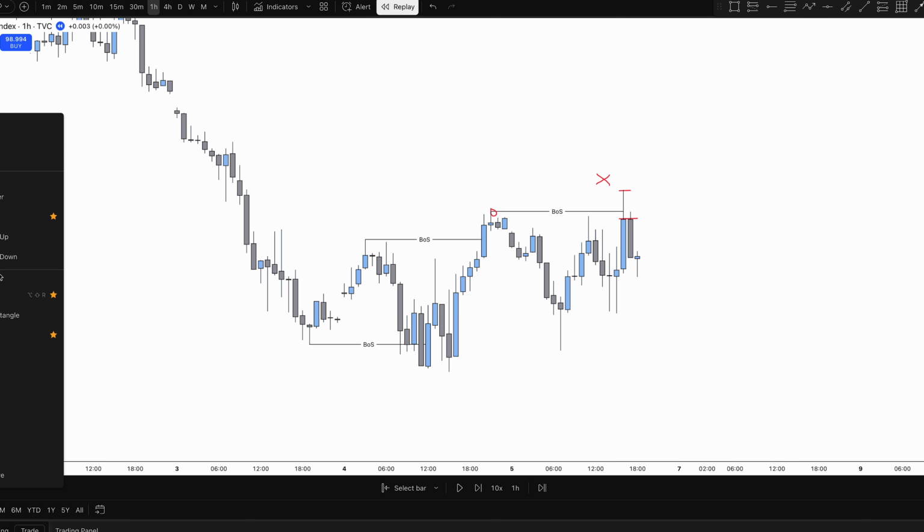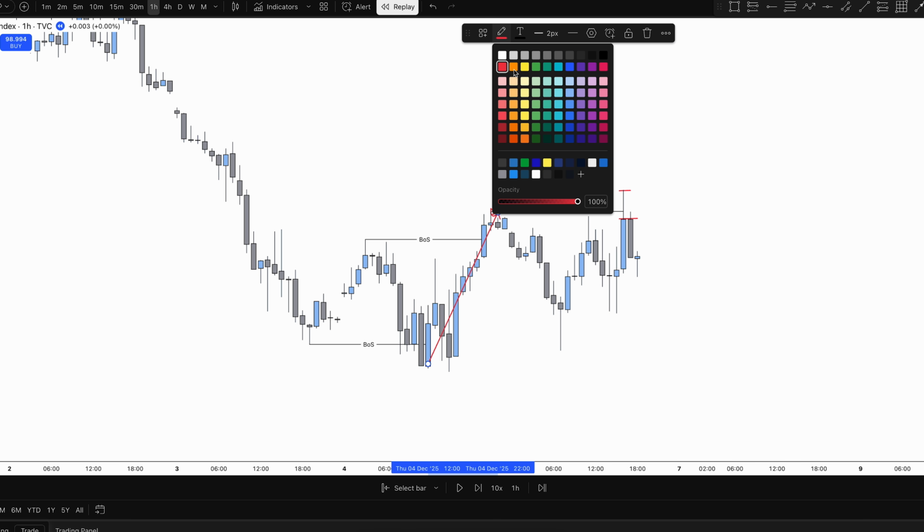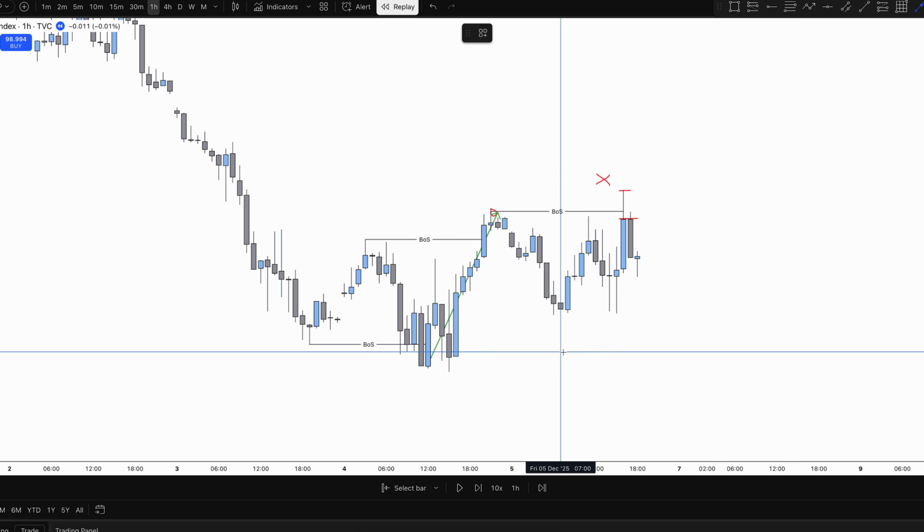So what we would not want to do, whereas this movement is a valid impulse, we would not want to treat this move also as a valid impulse.